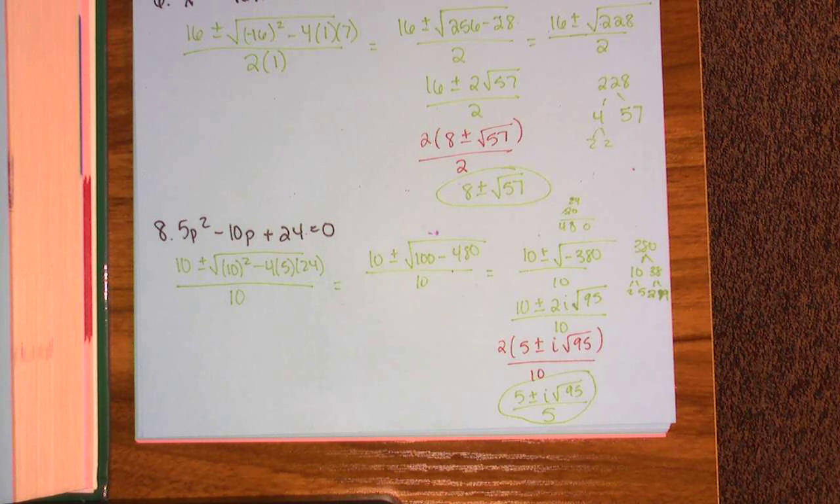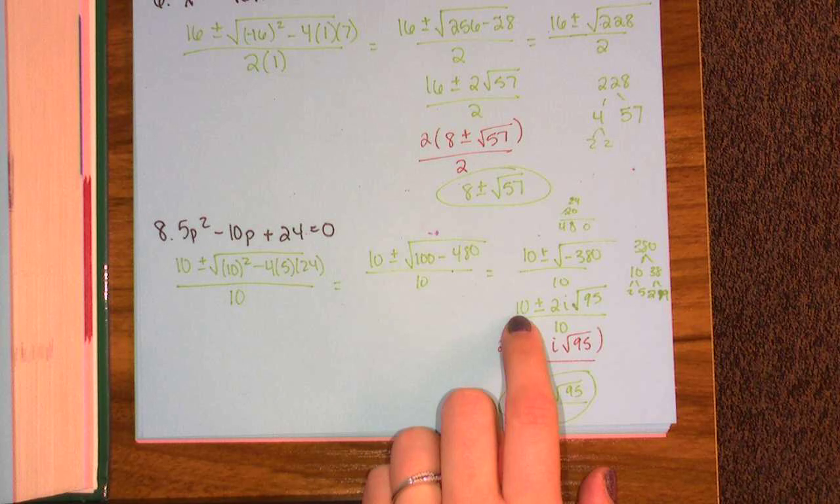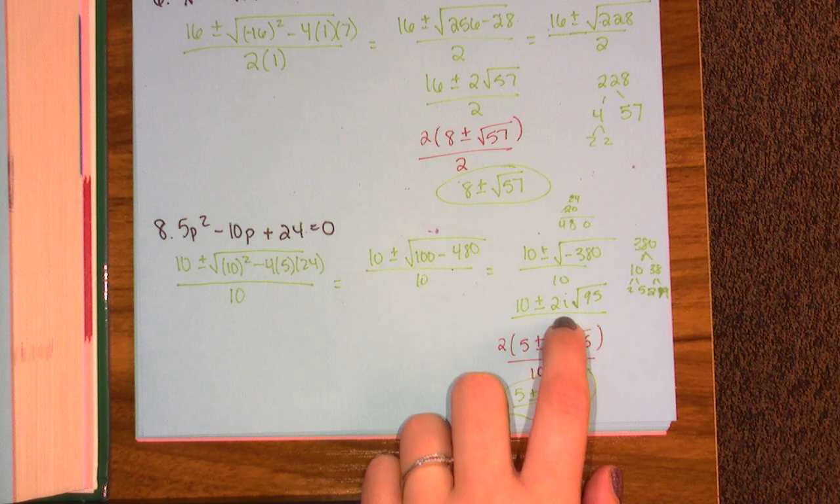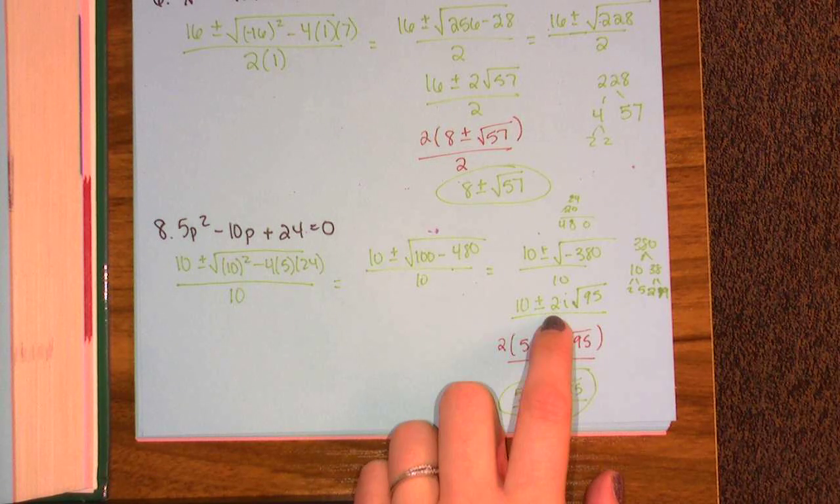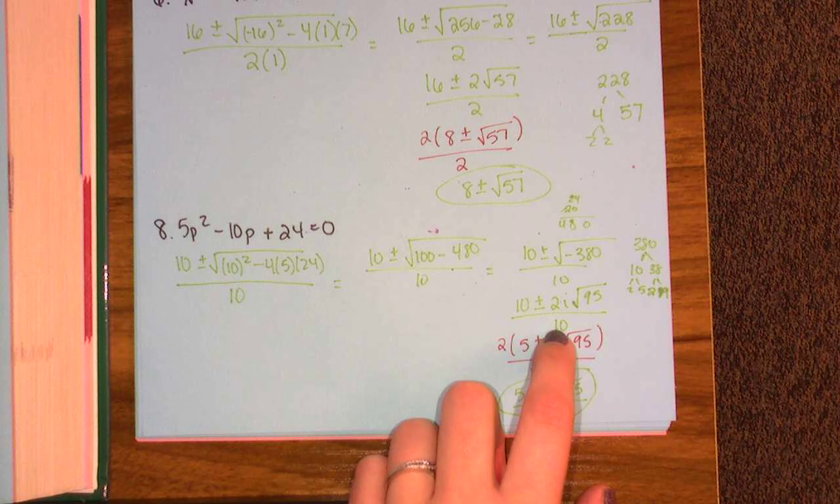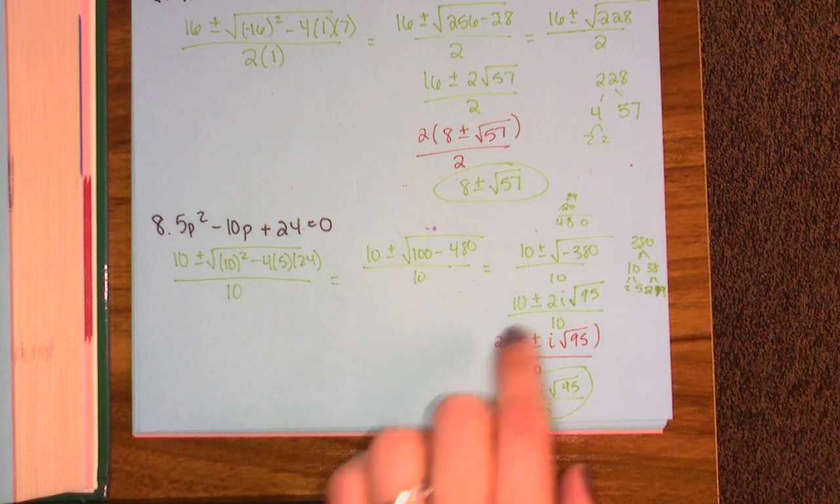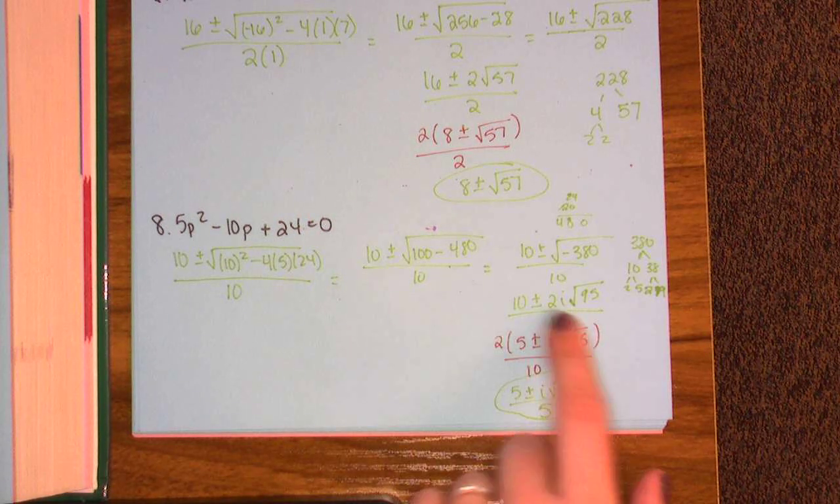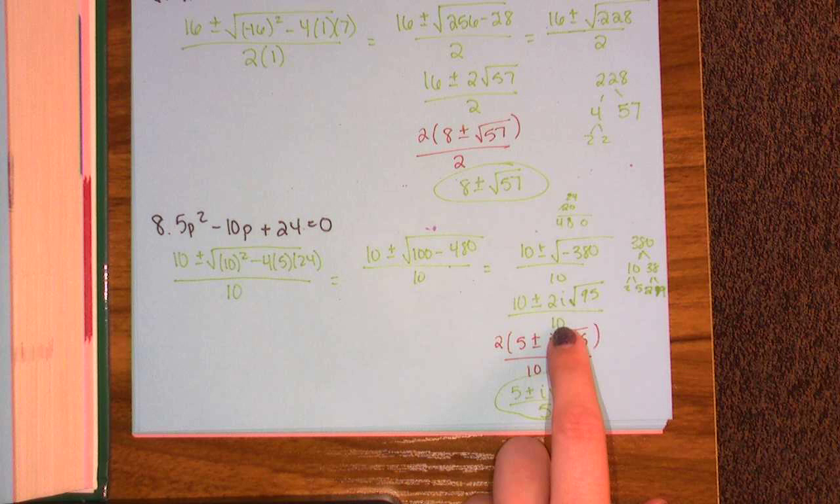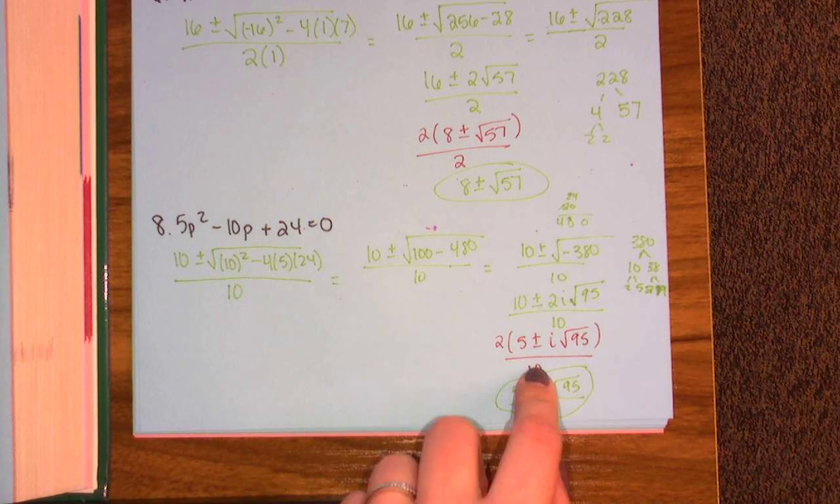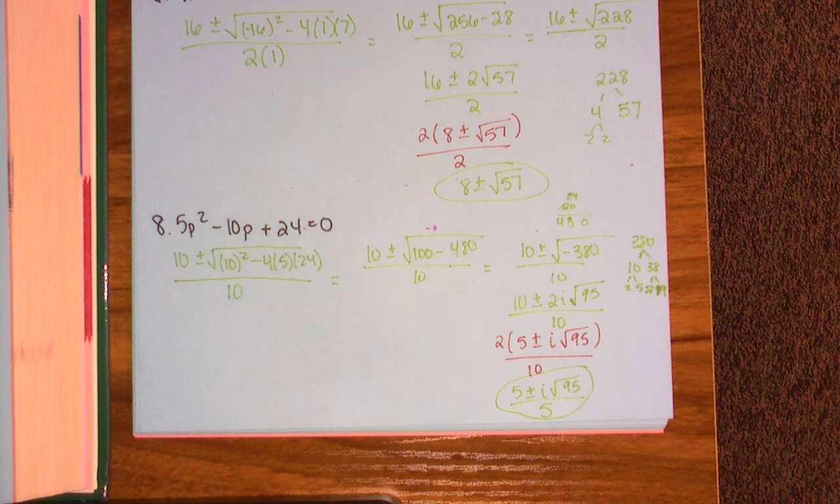And then at this point, I have a 10 here and a 2 here. Whatever you pull out here might not necessarily be exactly what's down here. So in this case, we pulled out a 2. And then I had 5 plus or minus I square root of 95. And then on the bottom I had 10. 2 and 10 reduced to 1 over 5. So that's just 5 plus or minus I square root of 95 over 5.